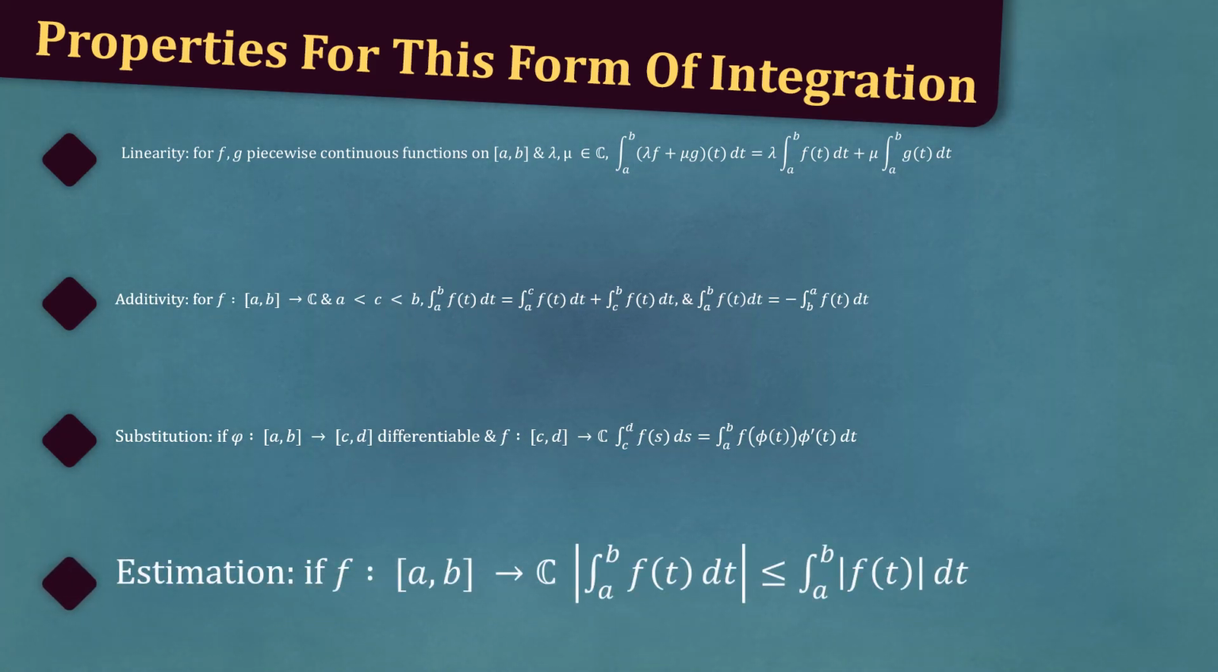Further, we also have an estimation property which says that if f is a function from [a, b] to the complex numbers, then the modulus of the integral from a to b of f(t) dt is less than or equal to the integral from a to b of the modulus of f(t) dt.